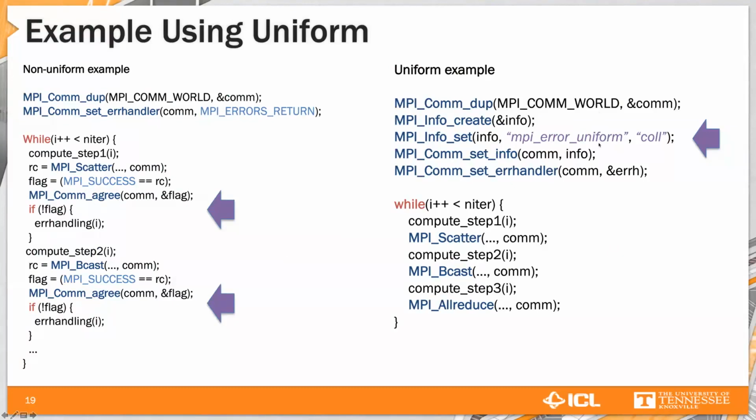So in the uniform example, we still operate on the communicator, and we set on that communicator that we want our errors to be uniform for all collective operations. And now the user code is much simplified. So we have a normal MPI code, and the error handlers are going to be triggered correctly and in unison at all the MPI processes without polluting the entire code base. So it's pretty neat. Yeah, so that's all I have to say about that.